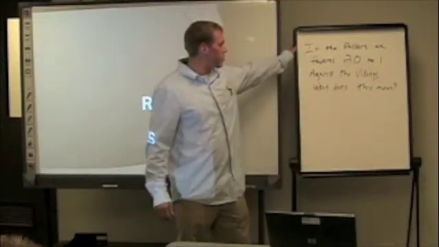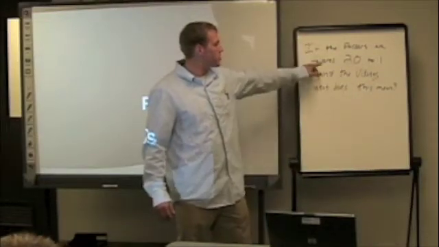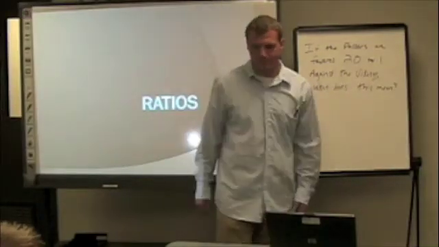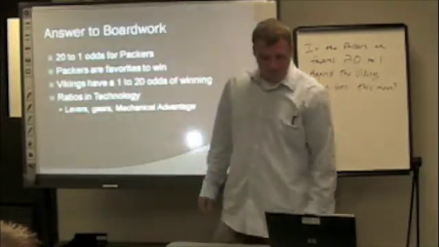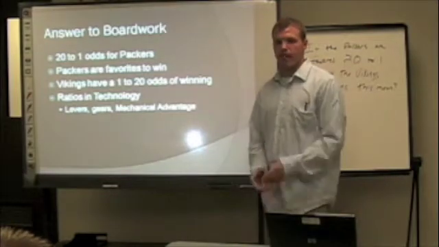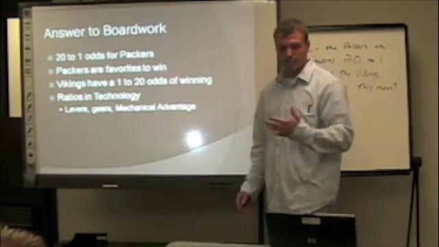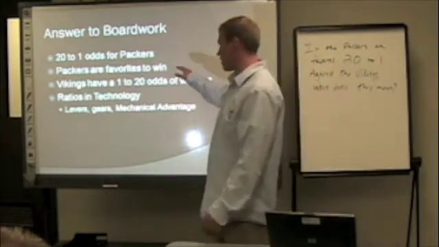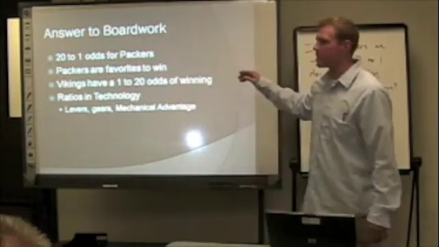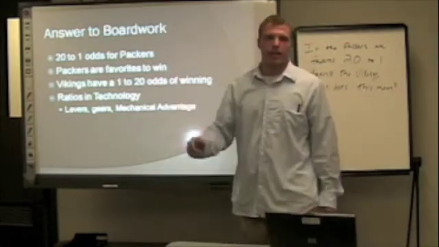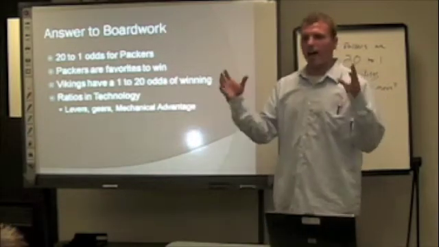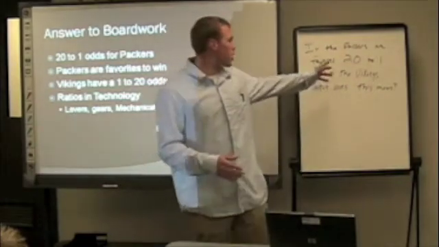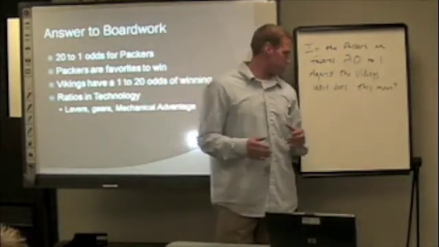The question posed today for board work is, if the Packers are favored 20-1 against the Vikings, what does this mean? Well, after I've recorded your answers and taken them, 20-1 odds means that the Packers are favorites to win. This means that the Vikings have 1-20 odds of winning. This is a relationship of odds. What the board work represents is ratios.